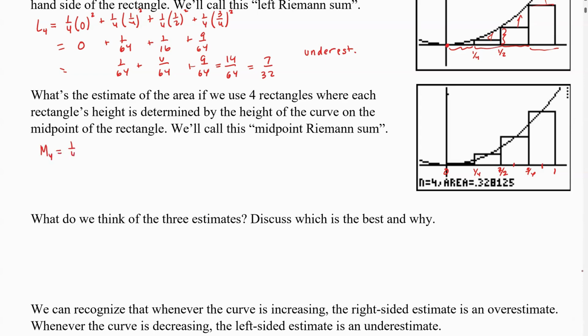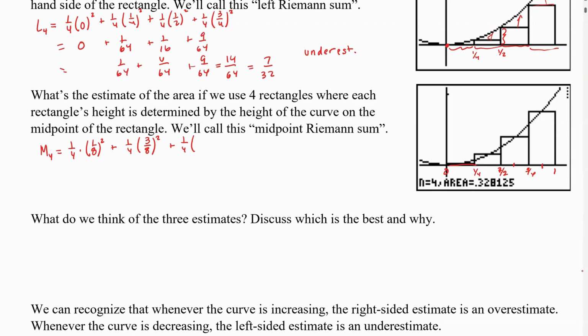Well, the first rectangle is 1/4 wide. The midpoint of the first interval that runs from 0 to 1/4 is 1/8. The second rectangle is 1/4 wide, and its midpoint is 3/8. So we'll square that to determine the height of that second rectangle.